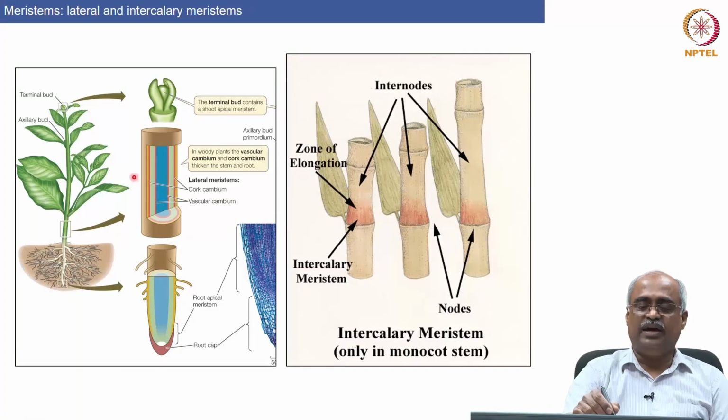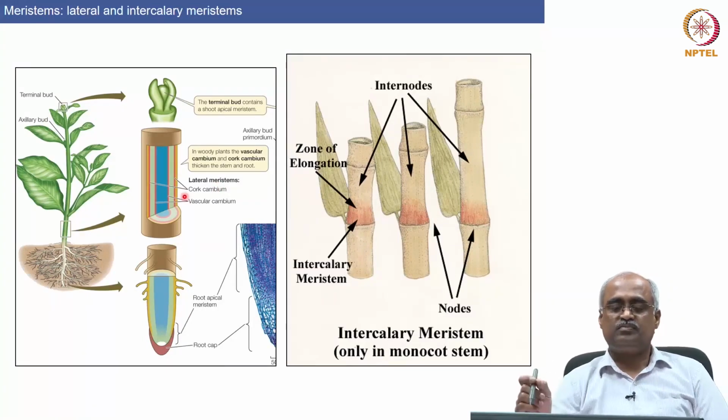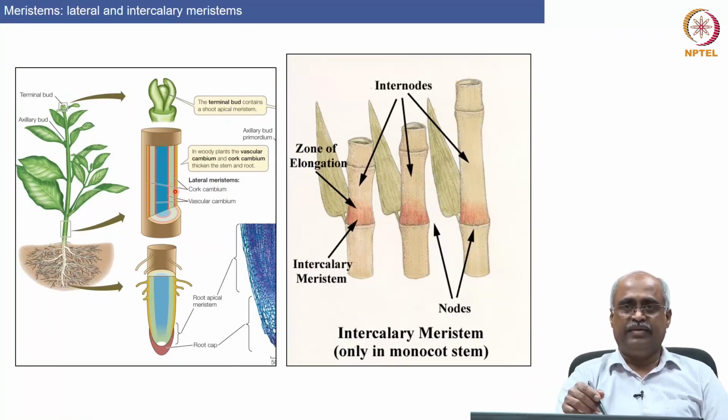And that radial expansion of the stem is contributed by the cells arising from these two meristems, okay, the cork meristem, that is the cork cambium, the outer one, and then you have the vascular cambium, that's inside. These two meristematic layers are called the lateral meristems, and they help in the increase in the width of the stem. So that is another set of meristems that work in the plants and contribute to growth.